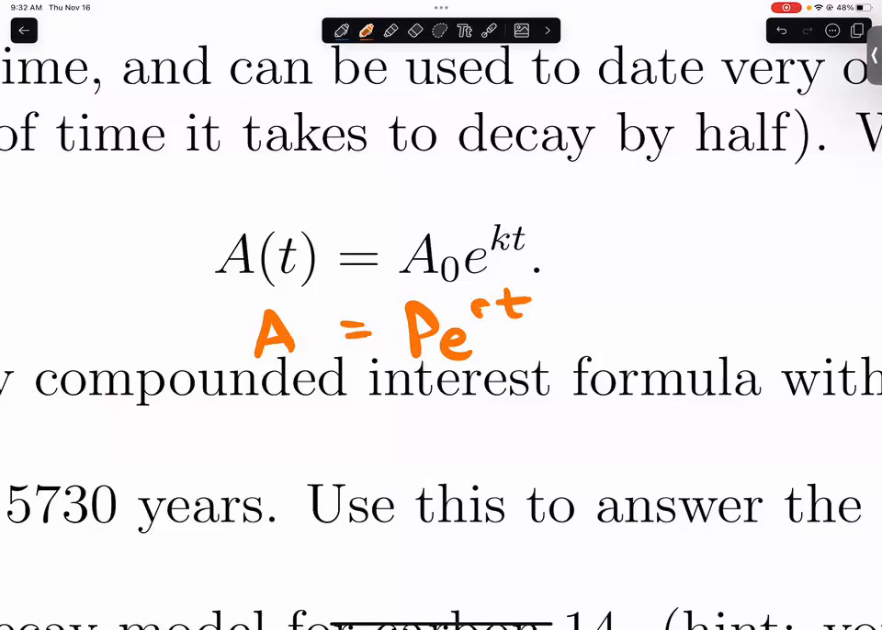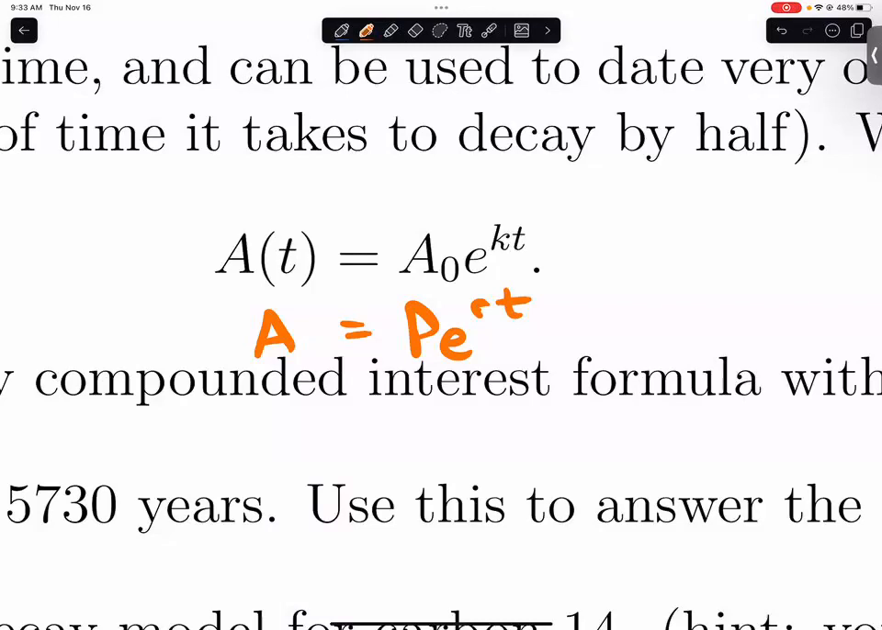So A of t, well, okay, I'm just thinking of the amount as a function of time, right? So this is function parentheses. We did that same thing here pretty often. We just didn't write it the same way, maybe. But that's the amount after some time passed. That's given by, well, P and A0 do the same thing.